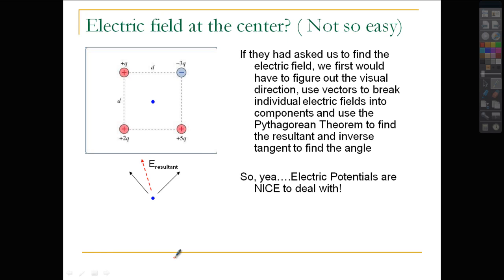If they asked us to find the electric field, we would first have to figure out the direction, use vectors to break the electric fields into components, and use the Pythagorean theorem, and you have to do all kinds of work, and use inverse tangents, a lot of trig stuff. So it's a lot easier to deal with electric potentials, because you can just add up the strength and how far this is, instead of finding all the components of all these different right triangles. It just gets messy. So using electric potentials is a lot easier.